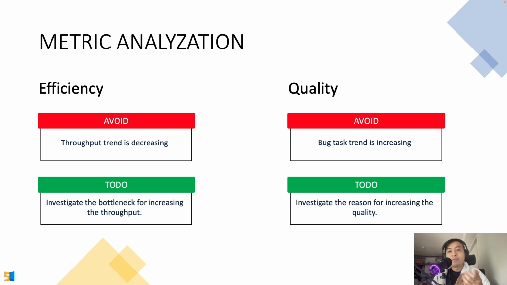And from that data, we can also calculate quality. Since now we have the trend of bug tasks, it means that if the bug task trend is increasing, the quality is decreasing. So we want to avoid that, right? What we want is to investigate the reasons for increasing quality. Maybe you add more test cases, add more automation tests, etc.